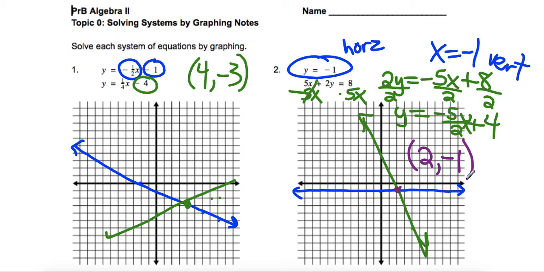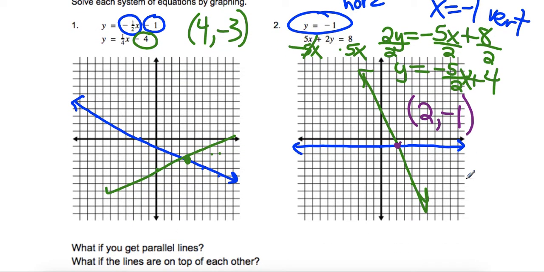So you've done that a ton. You did in Algebra 1, you probably did in Geometry. So this should look really familiar. Now, it could happen that you get parallel lines. You go to graph them, and they don't cross anywhere. They're parallel. We say that that has no solution.